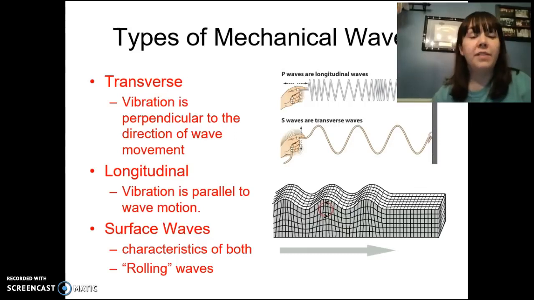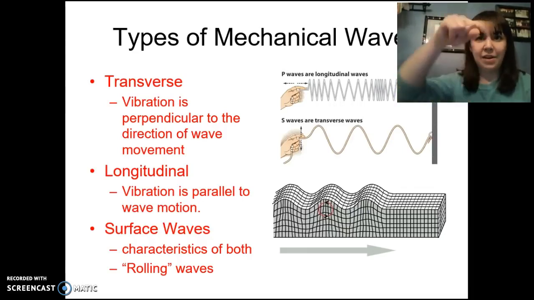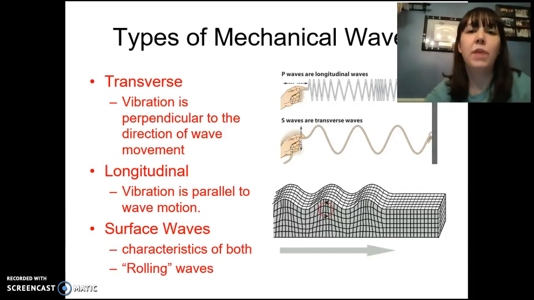We can further classify types of waves based on how they move. Transverse waves vibrate perpendicular to the direction that the wave is moving. So you see actually the second picture, I have them out of order. The second picture is transverse. You see the person holding the string and wiggling the string. The wiggle is up and down, but the wave is being sent down the length of the string. So that vibration is perpendicular to the way that the wave is moving.